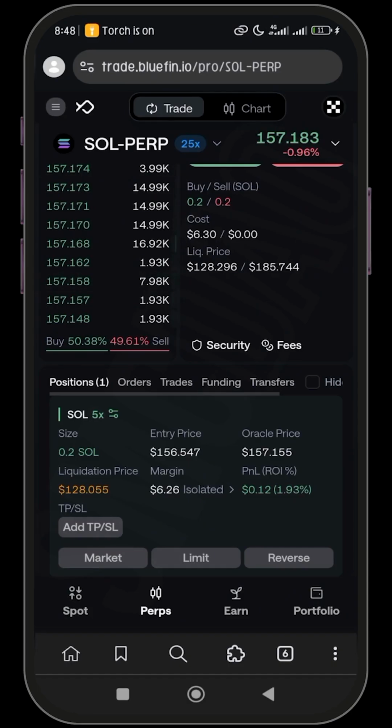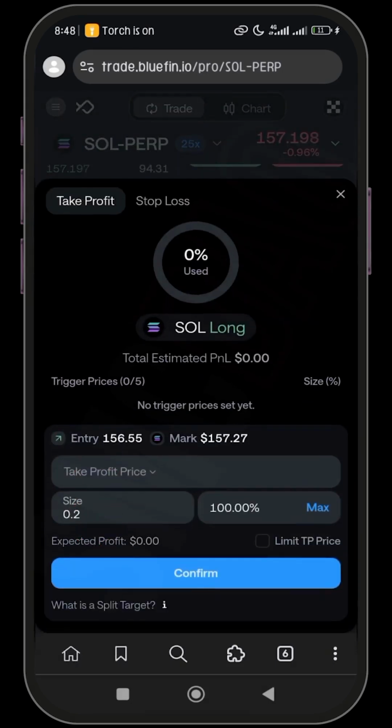That's where take profit and stop loss comes in. Take profit and stop loss are risk management tools that automatically close your trade. Tap on TP/SL. Take profit is the price level where your trade automatically closes in profit, while stop loss is the price level where your trade automatically closes in loss to prevent bigger losses.